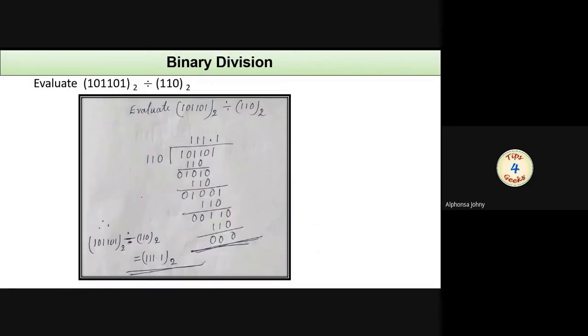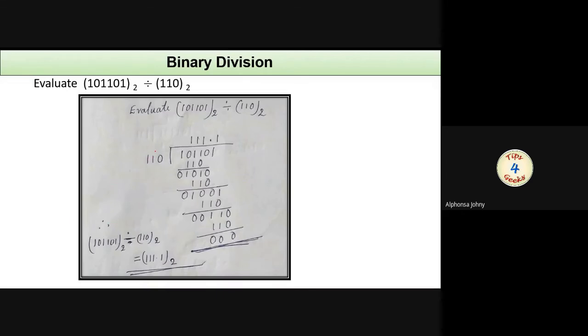Next, we can see the binary division operation and how it can be performed. Evaluate 101101 to the base 2 divided by 110 to the base 2. Here 110 is the divisor, and we have to divide this number by 110. So we can write it in this way: 101101 divided by 110, the usual way in which we write decimal division. Binary division is exactly similar to decimal division, but the only difference is that we are dealing with only 2 digits, zeros and ones.